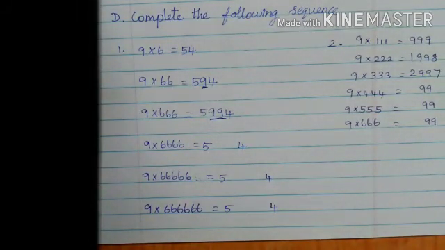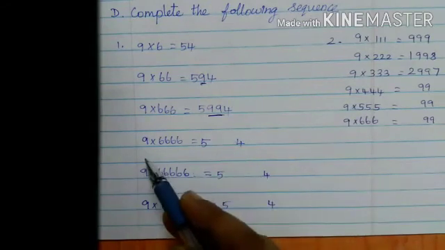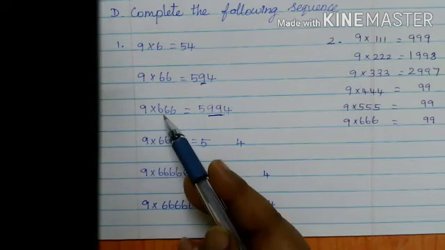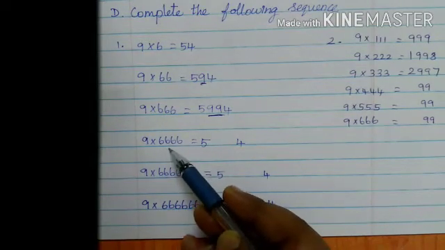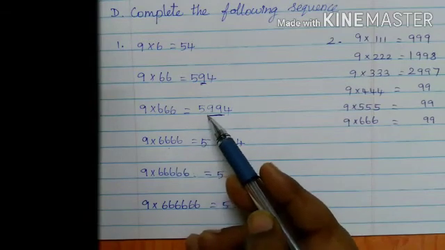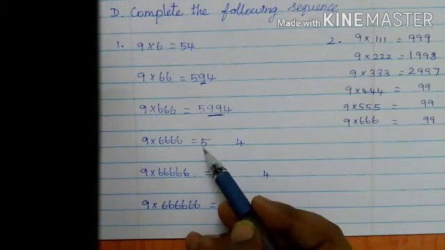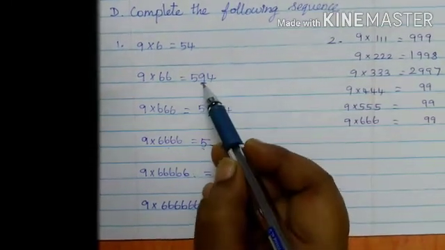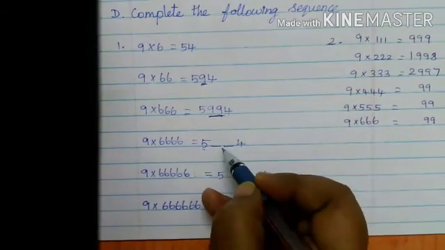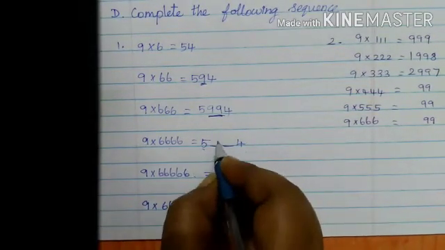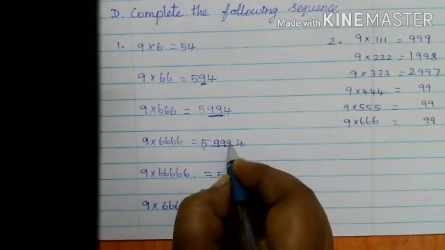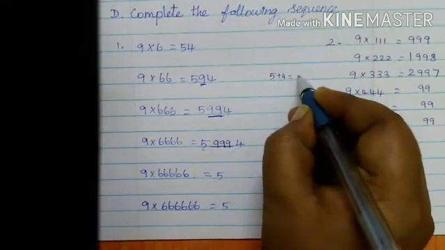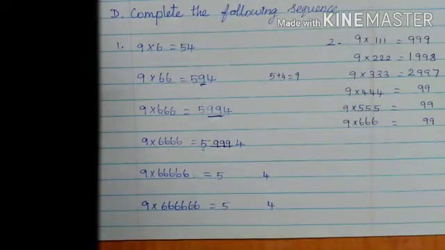So 5994. Then the next number you compare now, 9 times 666, 6666. 5994: 5, 4, between the numbers what do you get? Here 1 time, here 2 times. Then the next one you get 3 times. But 5 plus 4 equal to 9.